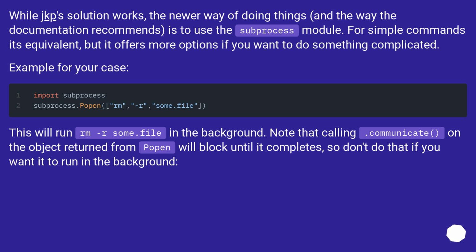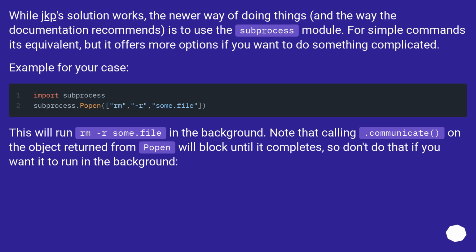While JKP's solution works, the newer way of doing things, and the way the documentation recommends, is to use the subprocess module. For simple commands it's equivalent, but it offers more options if you want to do something complicated. Example for your case. This will run rm a sum.file in the background.